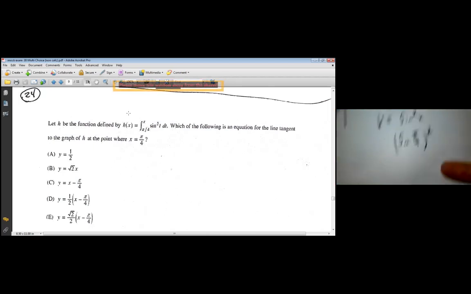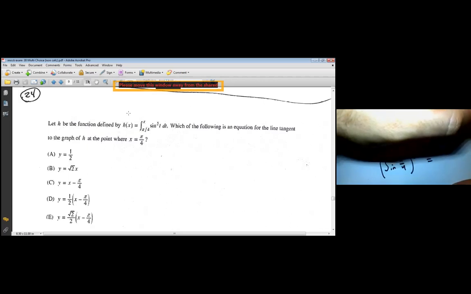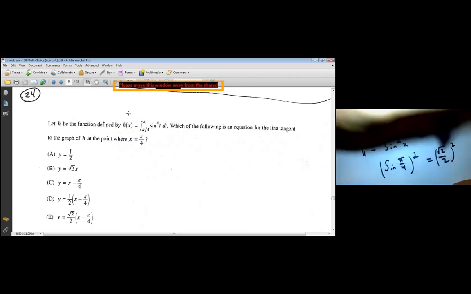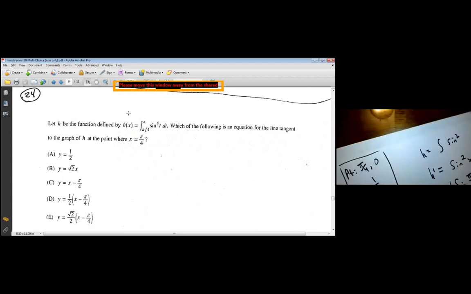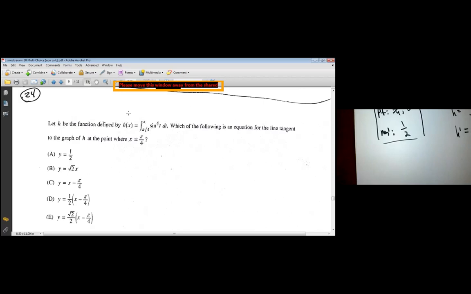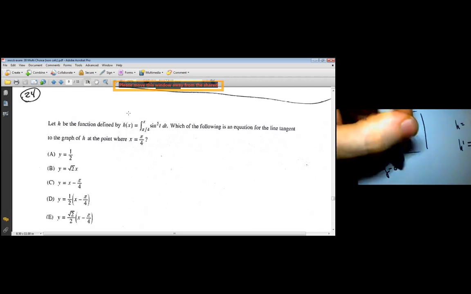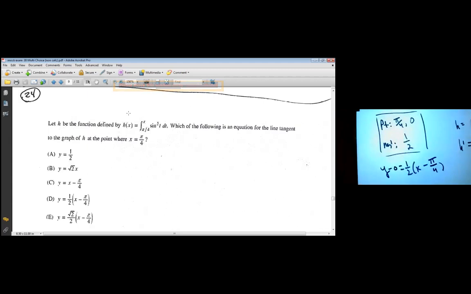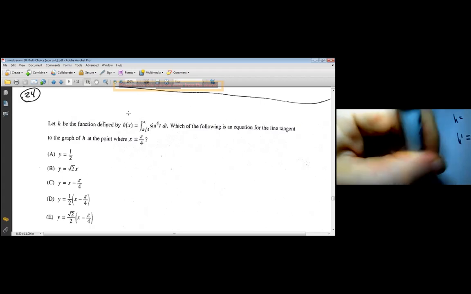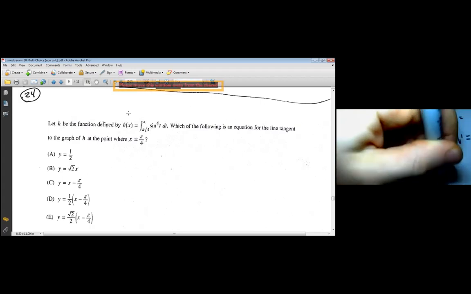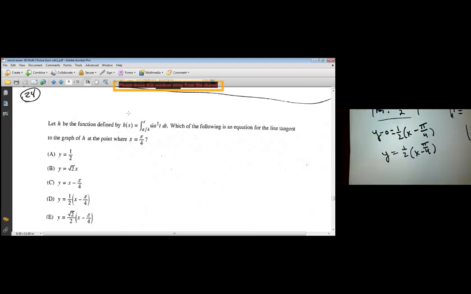Sine of pi over 4 is root 2 over 2. Root 2 over 2 squared is 2 over 4. That's 1/2. So now I have my box, so I should be able to get a line. y minus 0 equals 1/2 times x minus pi over 4. y is equal to 1/2 times x minus pi over 4. Choice D.